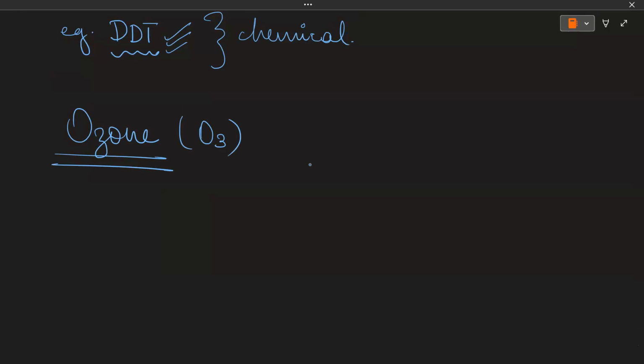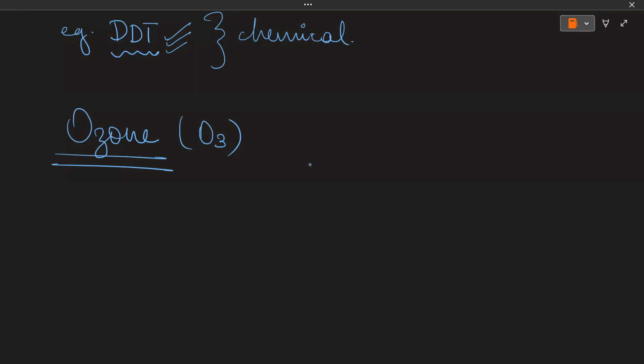Now see, whenever the UV rays act on the oxygen molecule, they split the oxygen molecule into its atoms. And when these atoms combine with the molecular oxygen that is already present there, it becomes ozone.